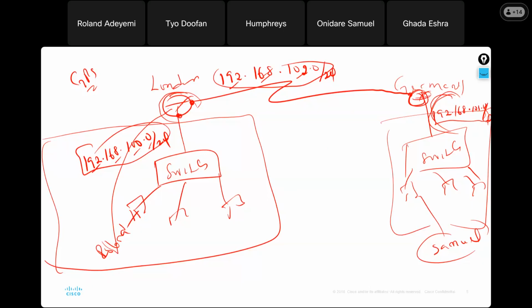So we need to find a way to tell the London router about this network that is remote. But guess what? Even if we inform the London router about this remote network in Germany, Germany also has a network it does not know how to reach, because the Germany router doesn't know about the network that Roland is connected to. So we also need to tell the Germany router about this network. If not, I will go to Germany to talk to Samuel. Samuel will want to reply back, but will not be able to. Why? Because the Germany router doesn't know how to get to me.